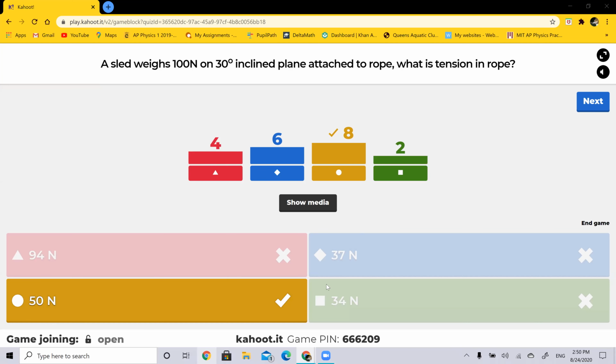Okay, the calculation was actually pretty simple. What you had to do is just plug in mg sine theta. Sorry, wait, yes, mg sine theta. And mg, they already simplified it to 100 newtons, right? We know that the unit for force is newtons. And so if you have 100 newtons, you just have to take that and times it by sine of 30.